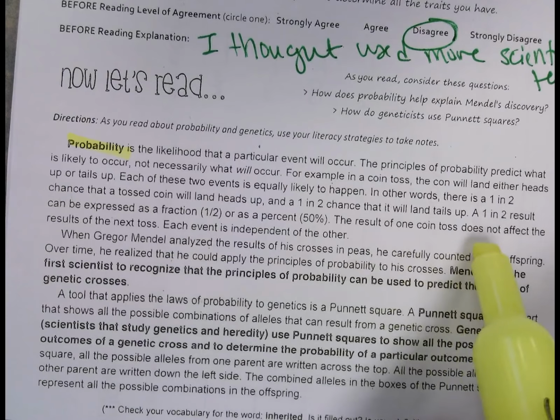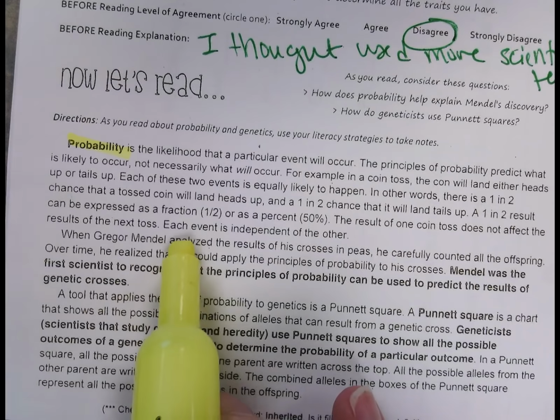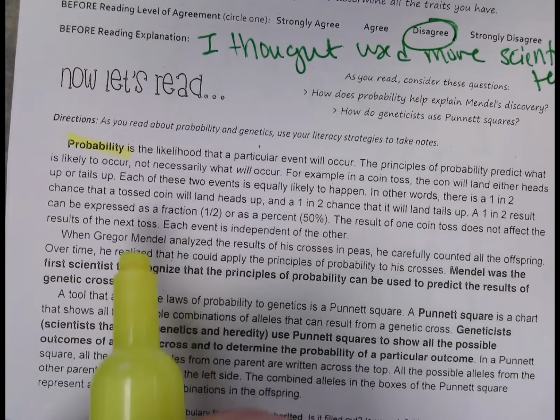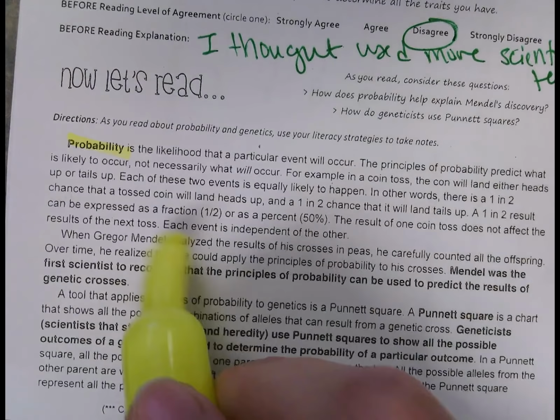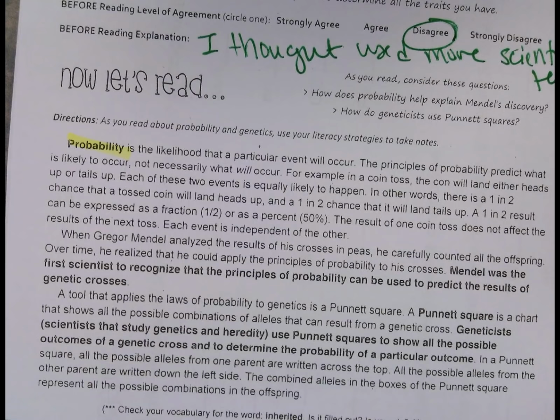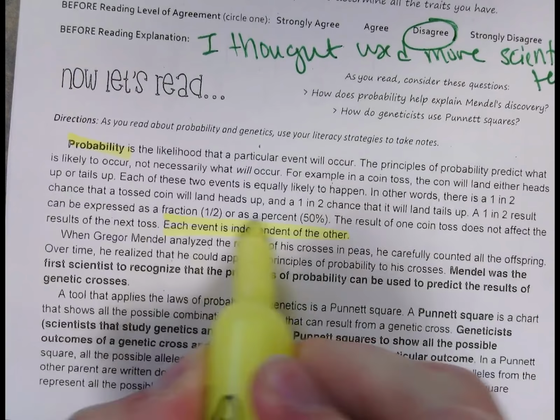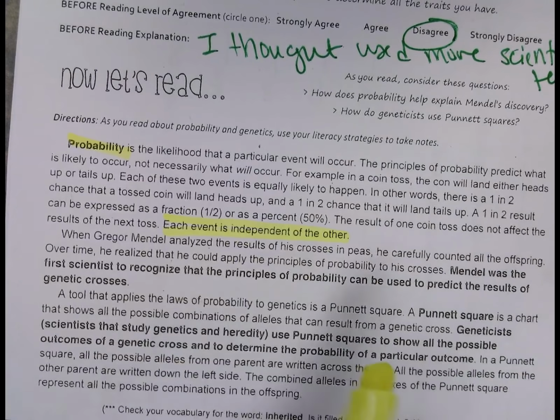The result of one coin toss does not affect the results of the next coin toss. Each event is independent of each other. So just because it lands on heads 50 times out of 50 doesn't mean that it's necessarily going to be heads the next time. They're independent of each other. That's what it means. Just because it lands on heads one time doesn't mean it's automatically going to be heads next, or that it has some sort of influencing factor on it.